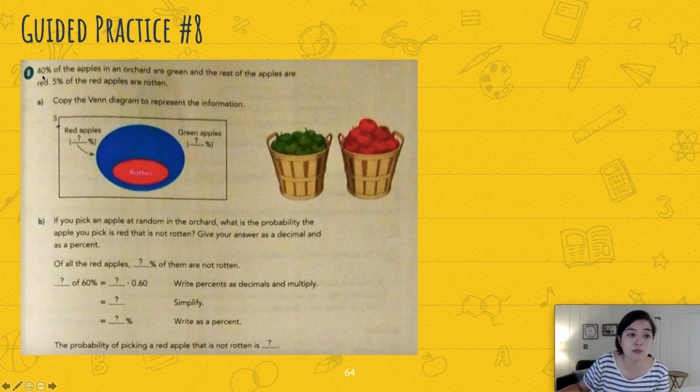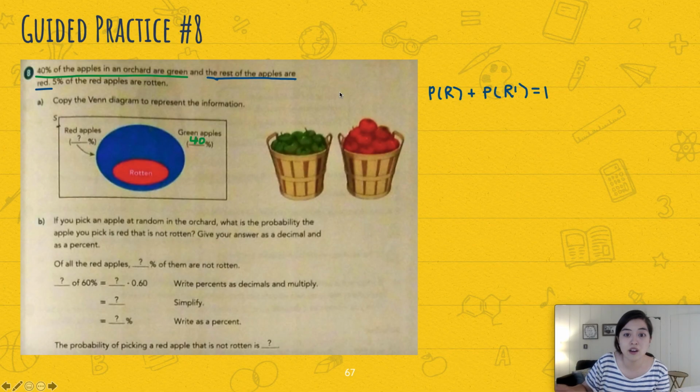Now they tell us the percentage of the green apples, because it says 40% of the apples in the orchard are green. So I'm going to write 40% right here, outside of the blue circle but within my sample space. And then what's next? Well, it says the rest of the apples are red. So if 40% of the apples are green and the rest are red, then what percentage are red?